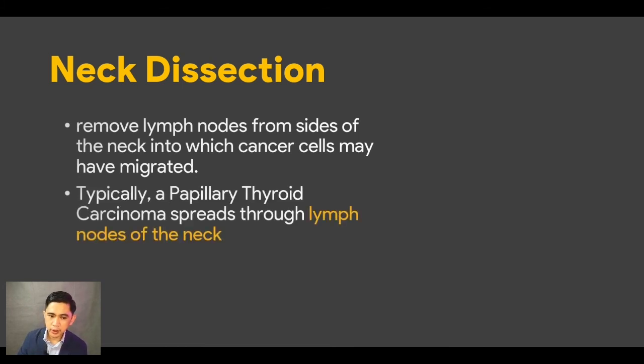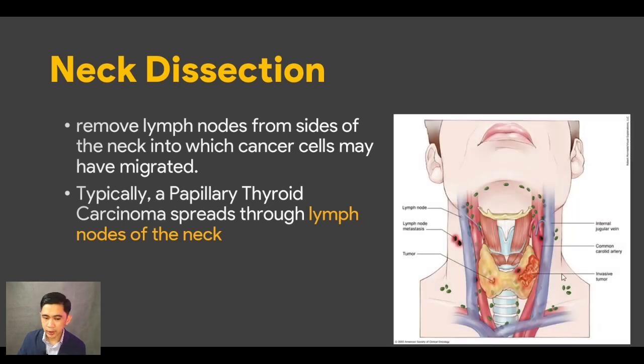Neck dissection is the procedure wherein we remove lymph nodes from sides of the neck to which cancer cells may have migrated. Typically, a papillary thyroid carcinoma spreads to lymph nodes of the neck. That's why we have to know the lymph nodes of the neck. So again, in this picture, we have the thyroid cancer that spreads to the lymph nodes of the neck.